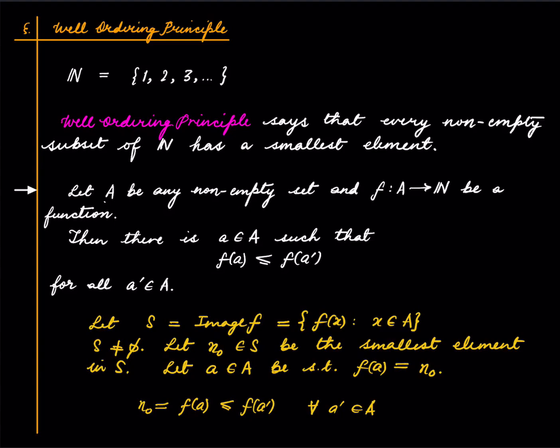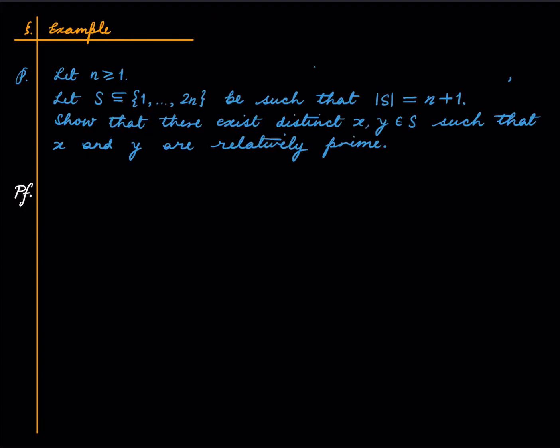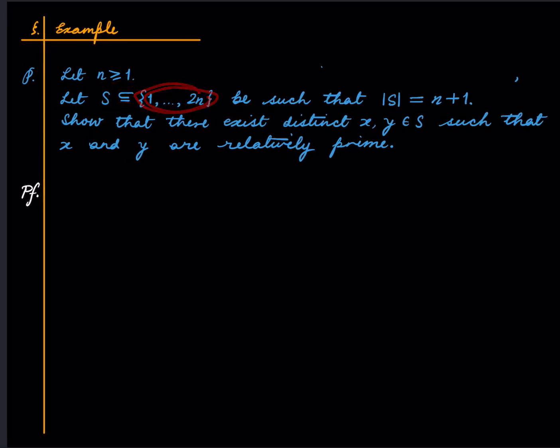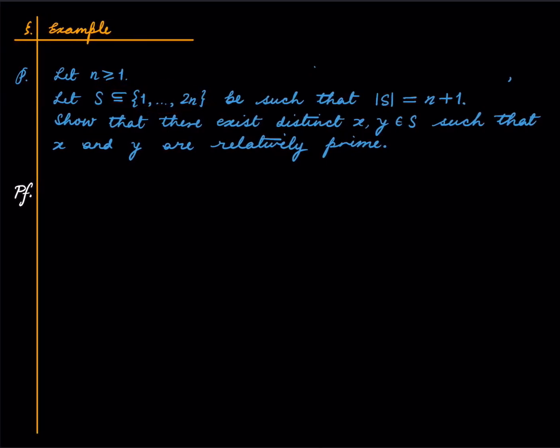But now let us use this principle to solve a slightly non-trivial problem. Fix a positive integer n, and let S be a subset of the first 2n natural numbers, with the constraint that the size of S is at least n plus 1. Then the problem asks to show that there exist distinct elements in S such that they are relatively prime. Meaning what? Meaning there is no prime factor common to them.